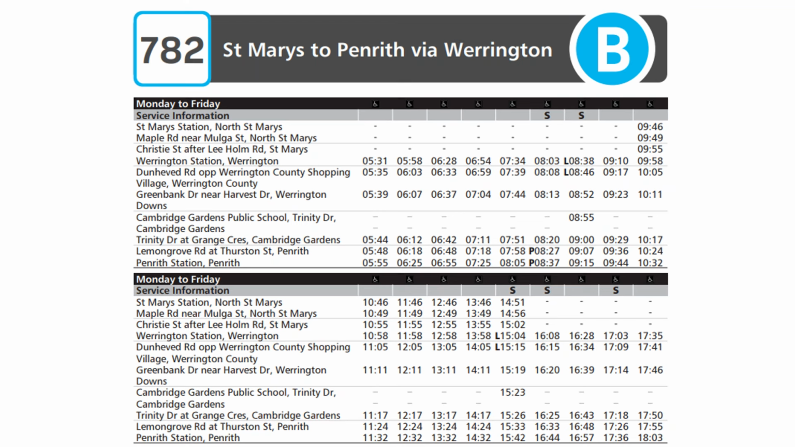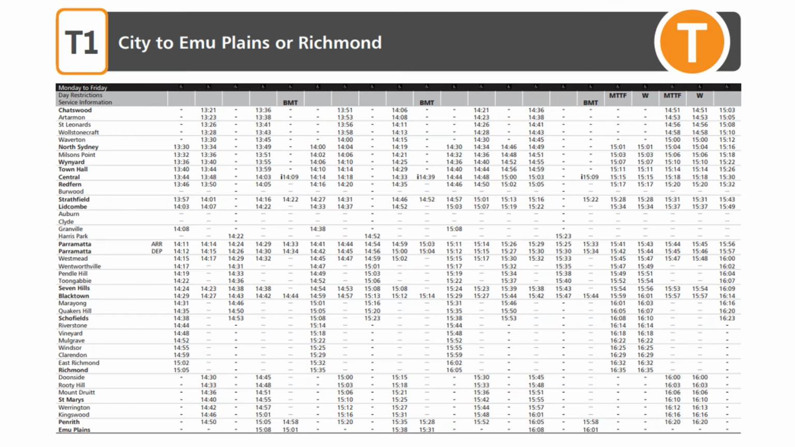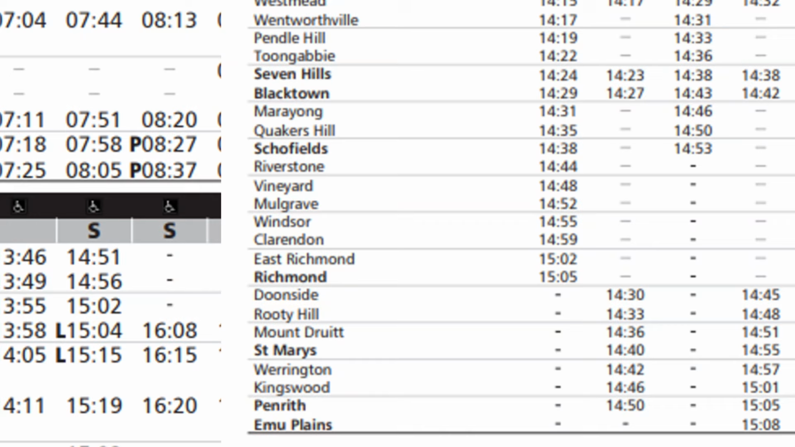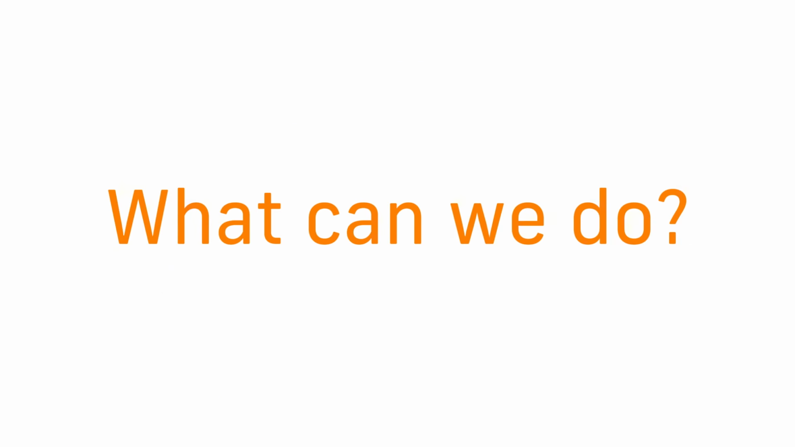The last bus out of St. Mary's departs at 2:51 p.m., and a train towards Penrith departs at 2:55. This means that everyone on that train has missed the last bus for the day. This is an example of an extremely poorly designed timetable. There are some things we can do to reduce this.